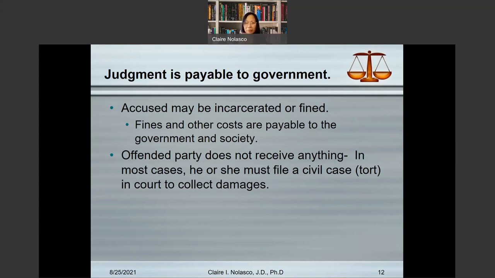In some countries, the criminal and civil cases are merged unless you make an express reservation to file a separate civil case. So for example, in the Philippines, if you file a criminal case, a civil case is automatically merged in the criminal case. So a judge in a criminal case would also rule on the fines payable directly to the victim or the offended party because it's directly merged.